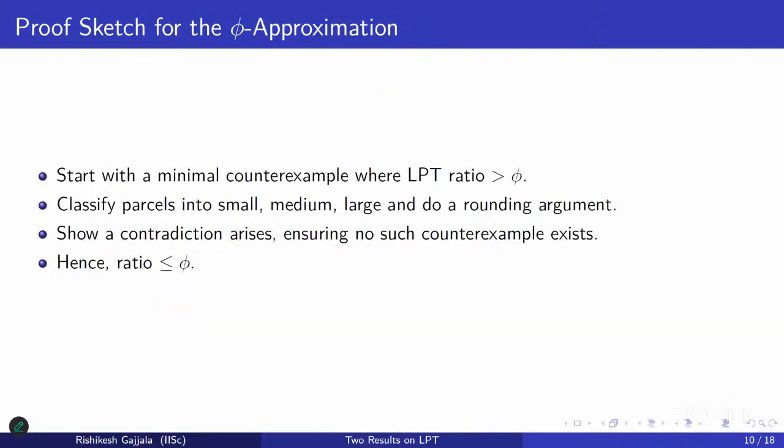Now we'll get to the second result, which is the approximation. The high-level sketch of the approximation is the following. We start with a minimal counterexample where the approximation ratio is greater than 5. Suppose this, towards a contradiction, and whenever we find some structure about it which contradicts itself, we can prove that no such counterexample exists, and that would be sufficient to show that the ratio is at most 5.